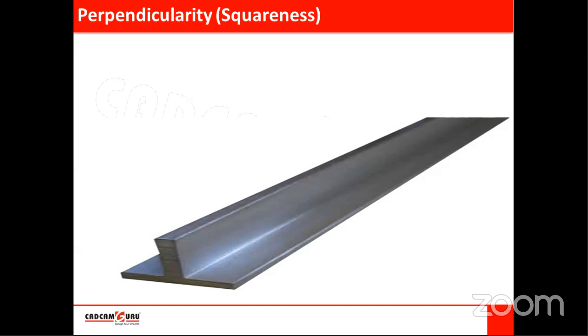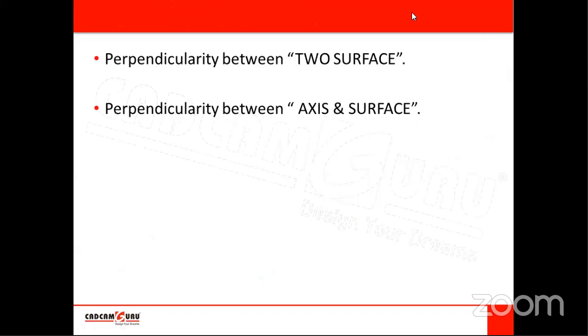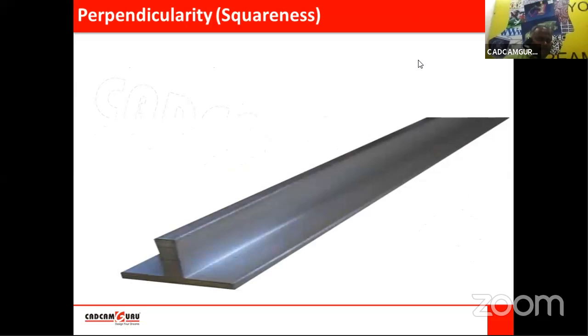Yes, sir. So the next orientation type of characteristic is perpendicularity. Parallelism, then perpendicularity. Perpendicularity is also an orientation type of characteristic, so we are talking about the orientation of some feature with respect to another feature. Sometimes it is called squareness also. Not many times have you seen squareness being checked, but right angles are generally checked. So in your home also you can check it.